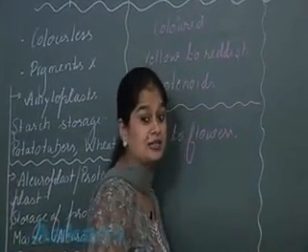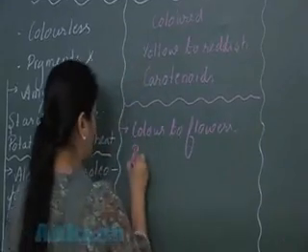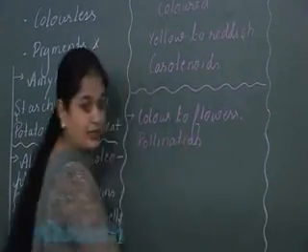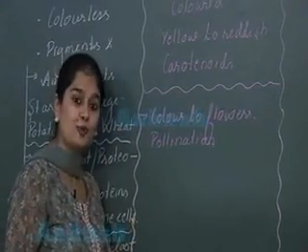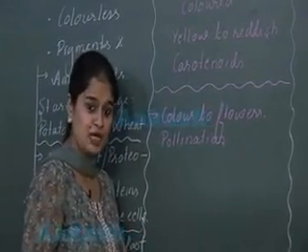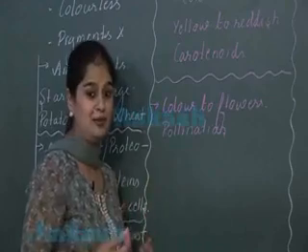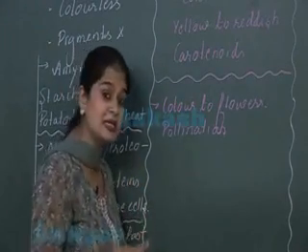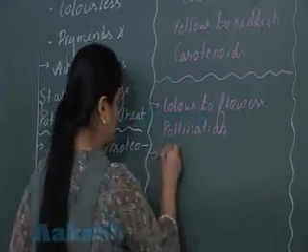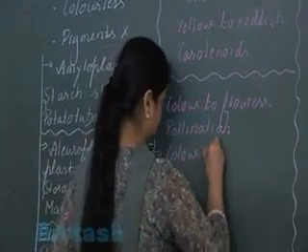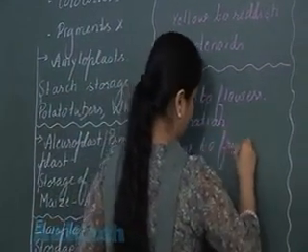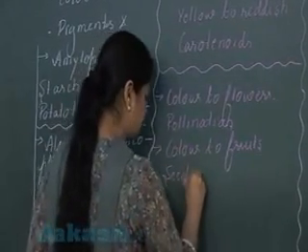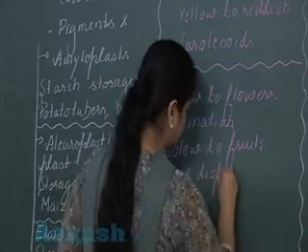Which will attract the insects, and this is how it will help in the pollination. Second, it also provides color to the fruits, which attract the animals and help in the fruit dispersal, the seed dispersal. So it provides color to the fruits, which attracts the animals and helps in the fruit as well as seed dispersal.